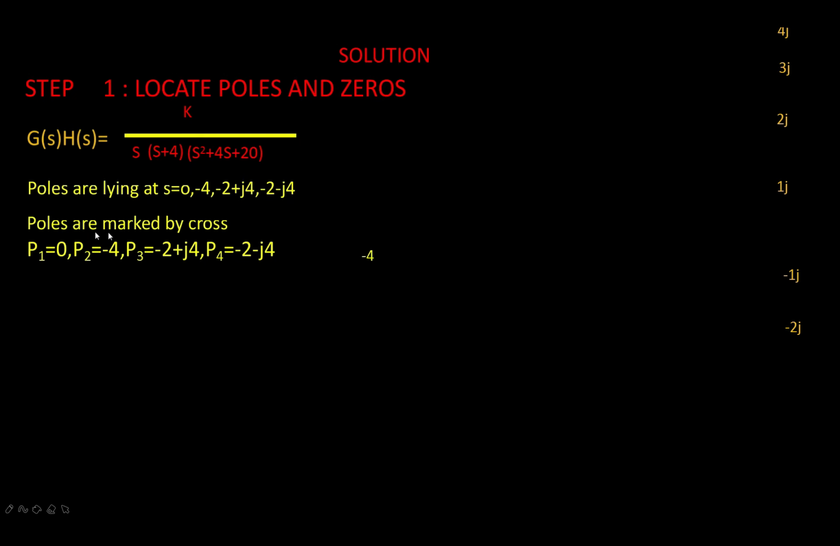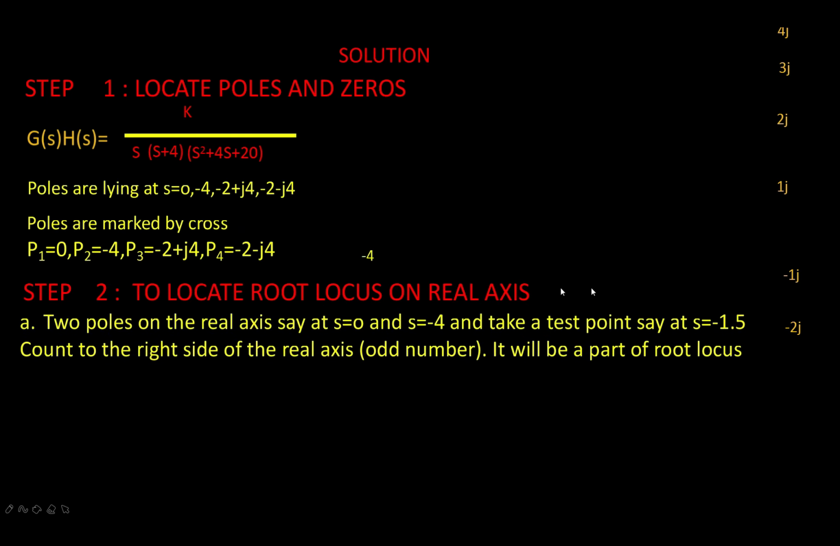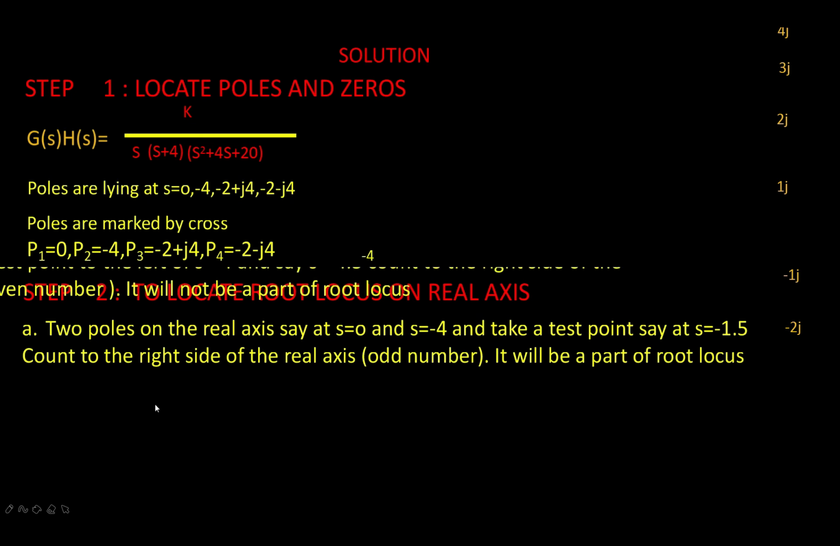Always, the poles will be marked by a cross symbol and the zeros will be marked by encircling circles. But since we don't have any zeros here, we'll leave it as it is. How to locate the root locus on the real axis, we should know it, and we will be able to calculate that from the graph, in the second graph we'll see there.